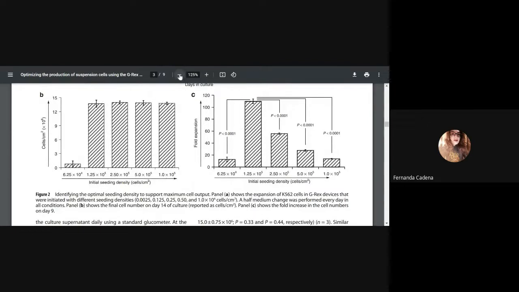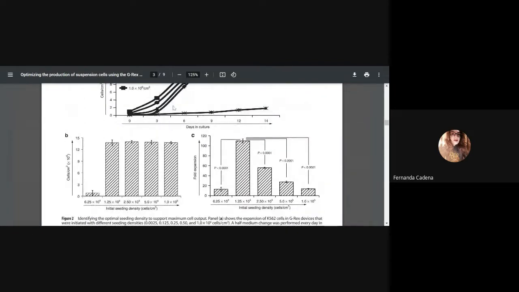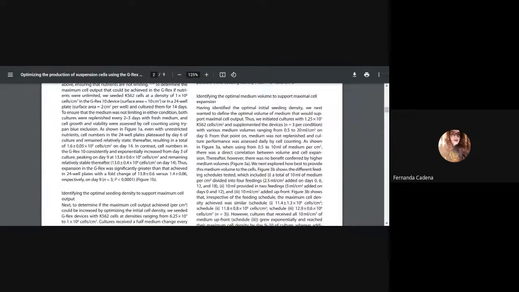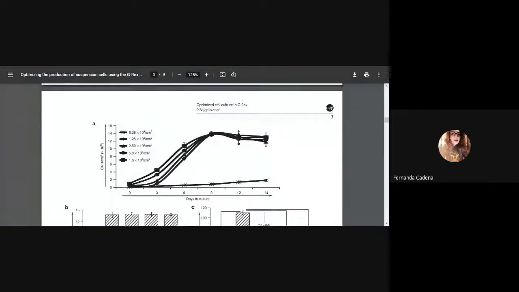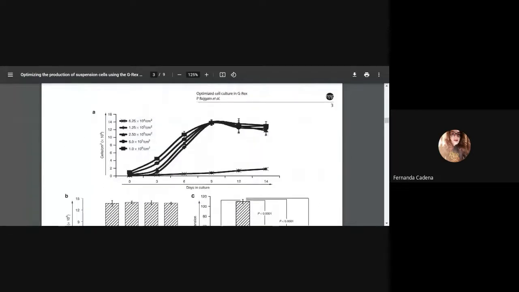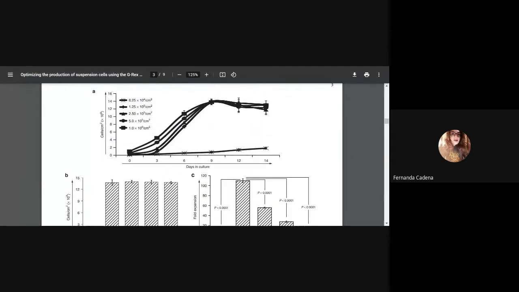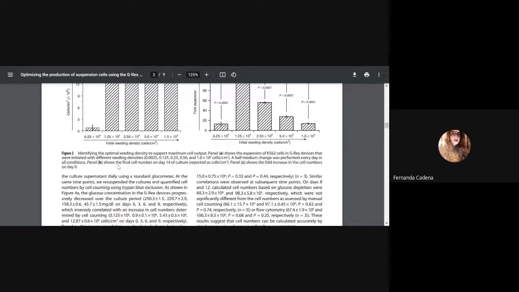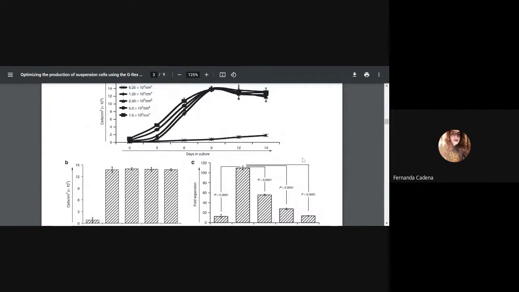In this one here, we can see how they investigated also the optimal seeding density that they should use with this machine. So they use different starting concentrations, and we can see that almost all of them, starting from 5, 2.5, 1.25, and 6.25, the results are also the same. And these experiments took at least 14 days.